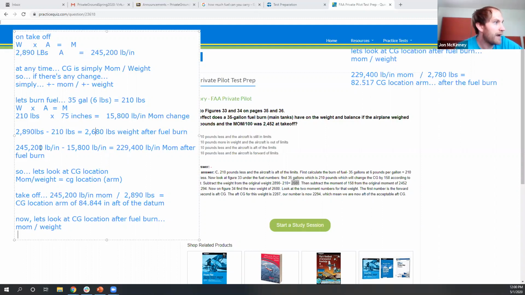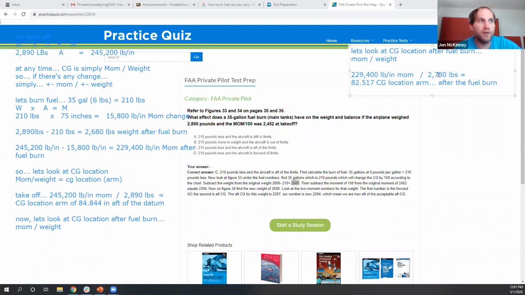So here we found pound inches, that's the same. Now let's look at the center of gravity location. Takeoff, that's the same. Now let's look at the CG location after the fuel burn. So now we're over here. Here's where I screwed up the math. It says 2780, subtraction sign. We should have had 2680. So now let's do the math. 229400 divide sign 2680, equal sign, 85.597.